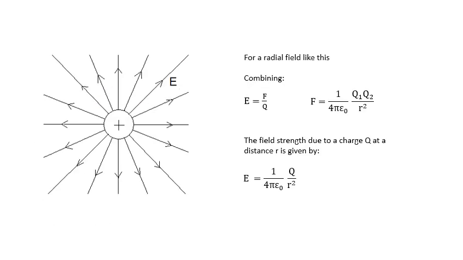Now, for a radial field, again, this is so similar to what we did when we talked gravitational fields. If we combine this E equals F over Q with Coulomb's law, which is F is K Q1 Q2 over R squared, then we get this expression for electric field strength for a radial field. The field strength due to a charge Q at a distance R is given by E is KQ over R squared, 1 over 4 pi epsilon naught Q over R squared.